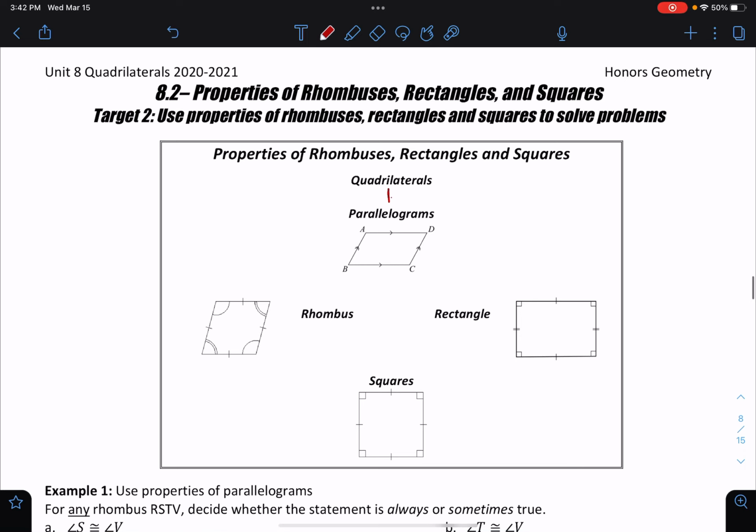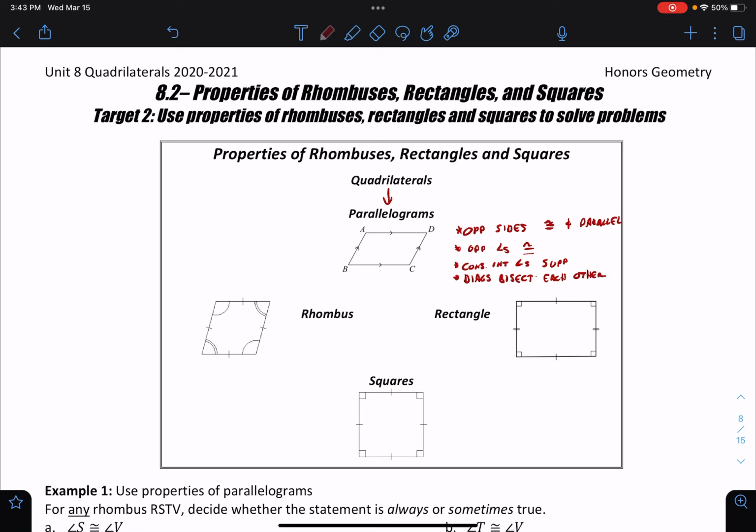And then if we narrow our view to a parallelogram, that's what unlocked all those previous properties like opposite sides congruent and parallel. We also had that opposite angles were congruent, and we also had that the consecutive interior angles were supplementary, and that the diagonals bisect each other. All of these were properties of a parallelogram.